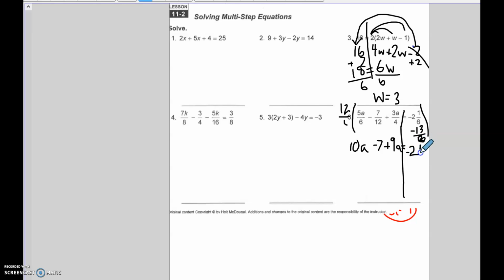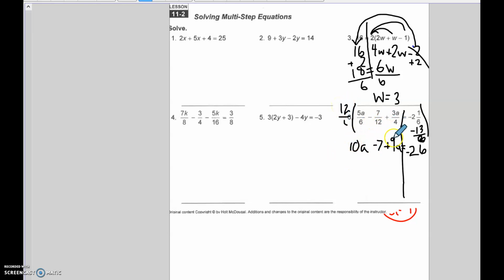All right. So the key idea here is you need to remember to multiply every single term, even if it isn't a fraction. Every single thing that's separated by addition or subtraction, it's called a term, needs to be multiplied by this 12 over 1.